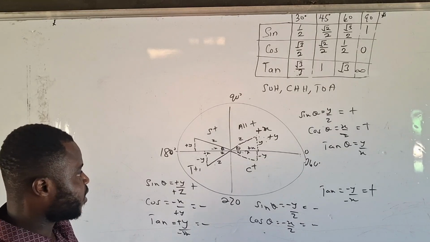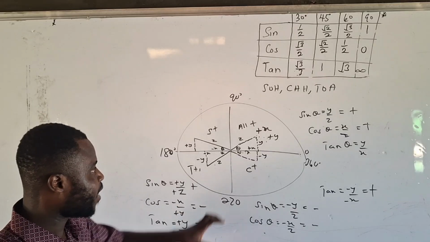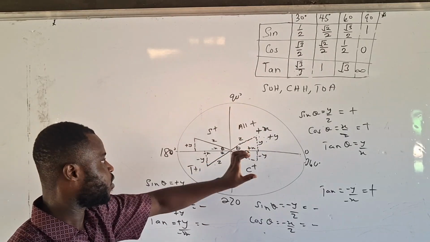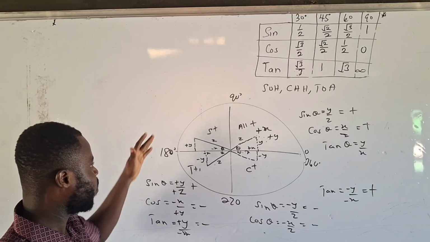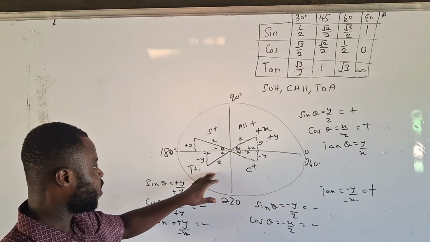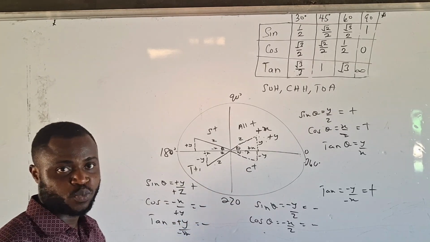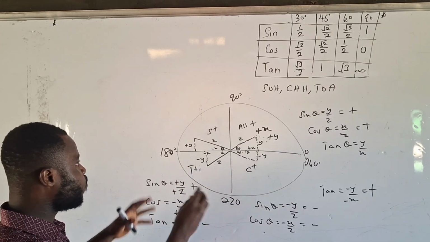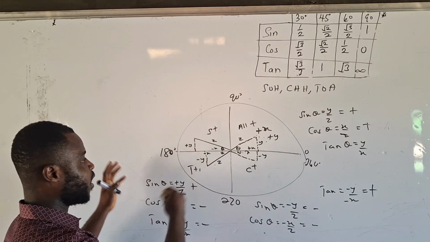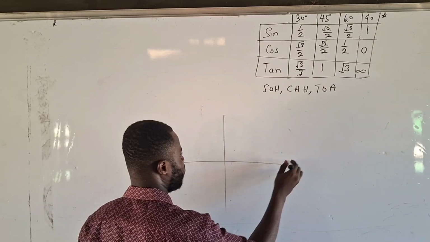So this is how the CAST helps us to remember why on this side, any angle within 90 degrees, all are positive. Within 90 and 180, only sine is positive. Within this side, only tan is positive, and within this side, only cos is positive. Now, I'm going to show you how we can calculate angle values for the unit circle.